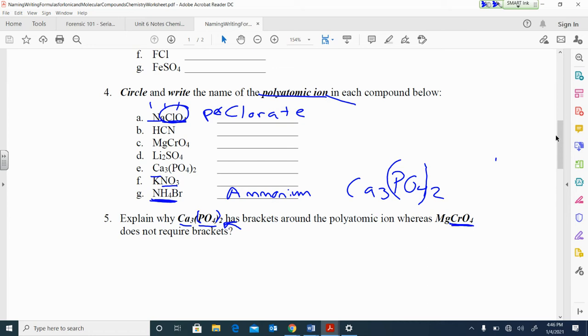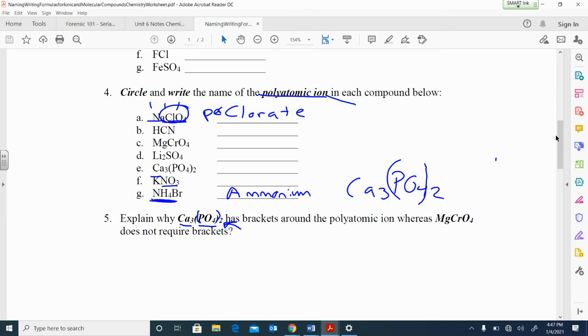Over here, CrO4 is chromate. There are four oxygens in chromate. It's not saying that I need four CrO. CrO is not a polyatomic ion. You wouldn't find that on your polyatomic ion sheet. It doesn't exist. But CrO4 is. CrO4 is chromate. Okay, so that's the reason.